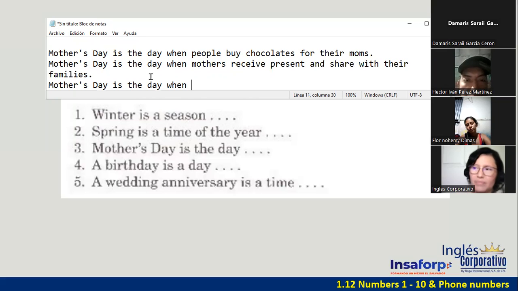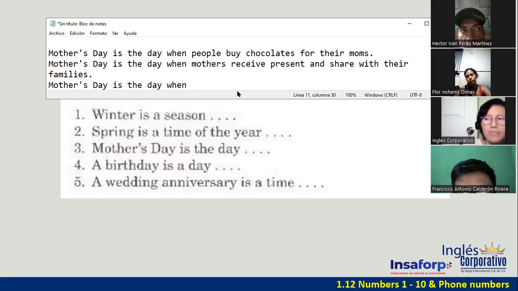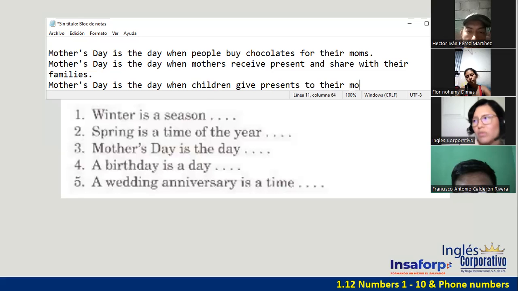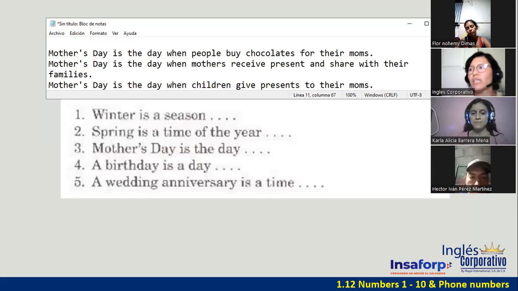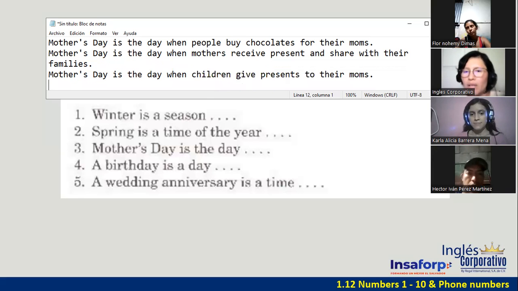Mother's Day is the day when the child give the present at the mom. Okay, when children give presents to their moms. Okay, very good. When children give presents to their moms. And Flor Noemi?